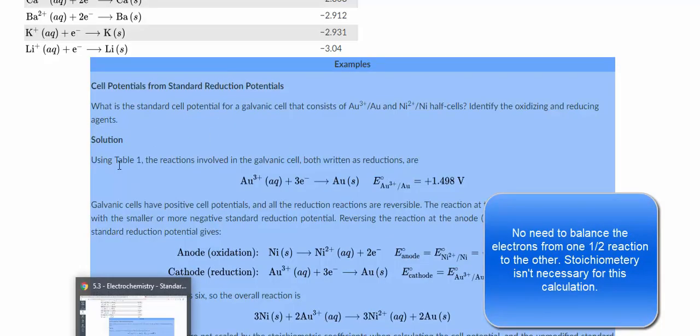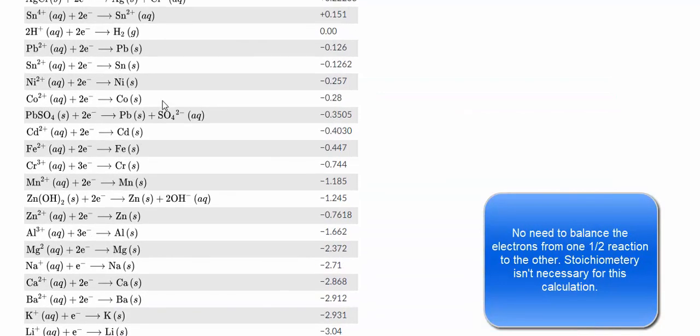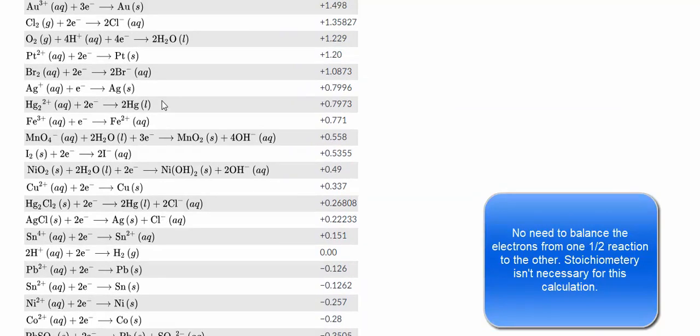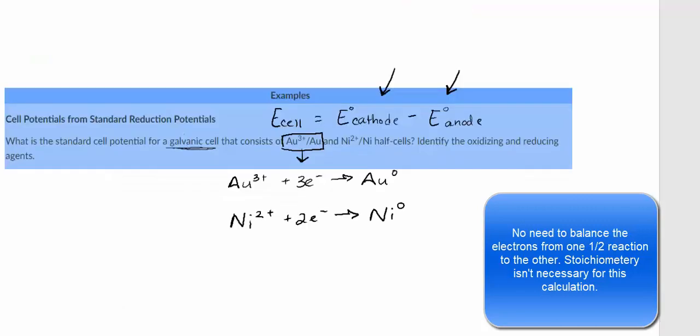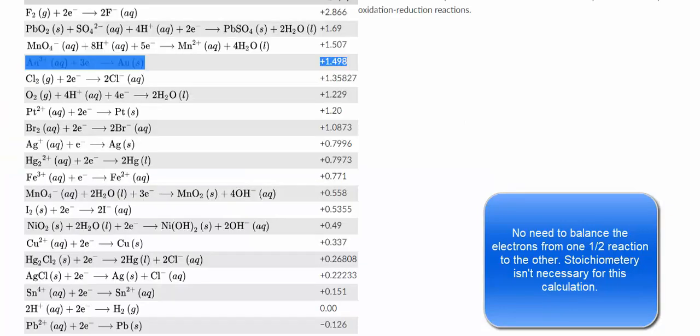So I'm going to go back to my table, and I'm going to find gold, and I'm going to find nickel. And it might take a little bit of looking, but be patient. So my gold is found, let's see if I can highlight it, right here. This is my gold reaction. And it has an E0, and I'm just going to write that down real quick, of a positive 1.498 volts.